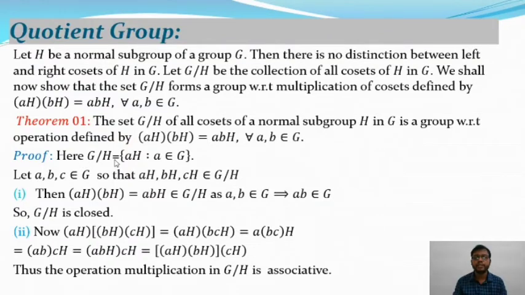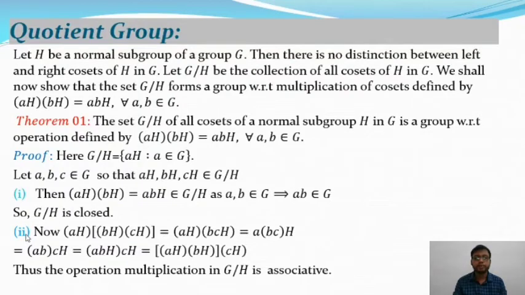Here G slash H is equal to aH such that a belongs to G. Now let a, b, c be 3 elements belonging to G, so that aH, bH, and cH all belong to G slash H. Then aH into bH equals abH, and it belongs to G slash H, as a, b belong to G, and this implies ab belongs to G. So G slash H is closed.